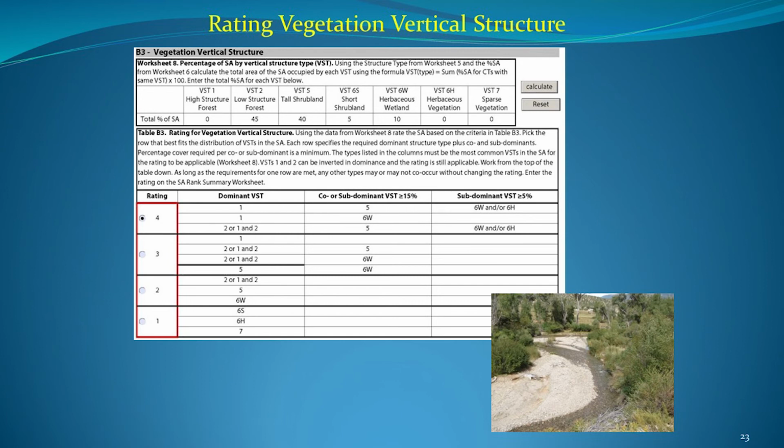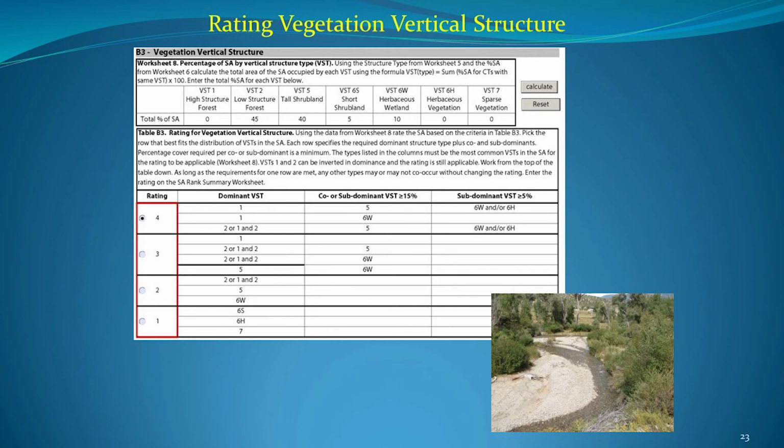So for a 4, you have 3 possible ways to get a 4. You have a high structure forest type, VST1, and a high structure herbaceous, or not high structure, and a tall shrubland, and some kind of herbaceous. You'll notice it says 6W and or 6H. Doesn't matter, you just have herbaceous. So basically it's saying, hey, you have high quality or high structure forest and shrublands and some other herbaceous patches. And so it's saying, okay, well, you've got this nice forest and you've got a mix of other types of patches, yay.